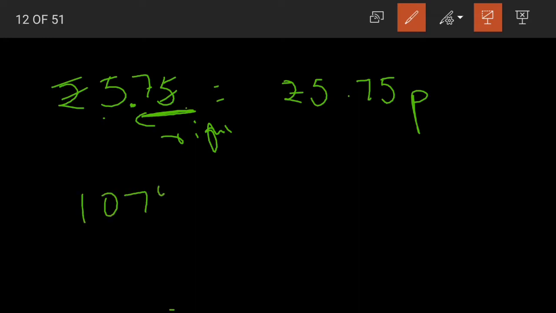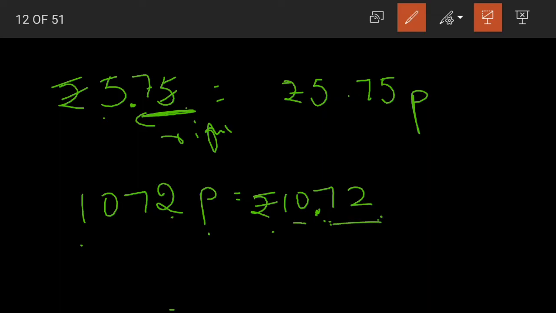If I have 1072 paise, how will I write it in rupees? Again, write the number as it is, write rupees in front. From the right side, count two digits. After two digits, place 1 point. So 1072 paise is nothing but 10 rupees 72 paise. Understood? A simple trick, right? What is it? After counting two digits from the right, place a point. That will give us our paise in rupees.